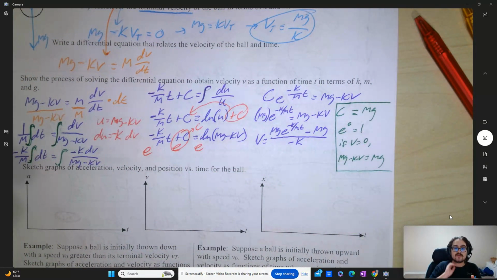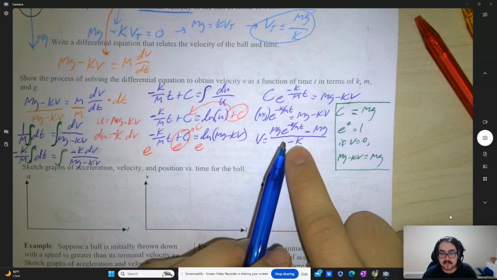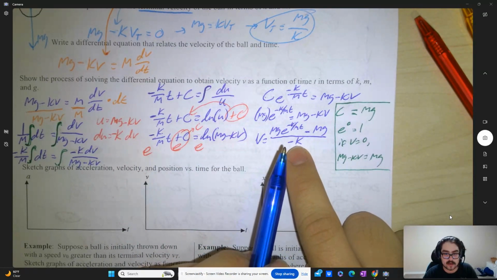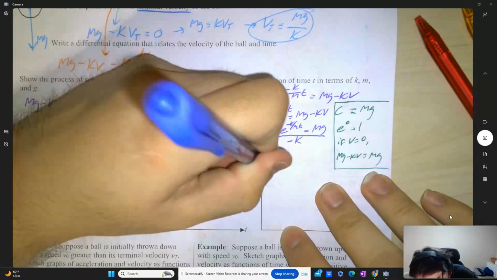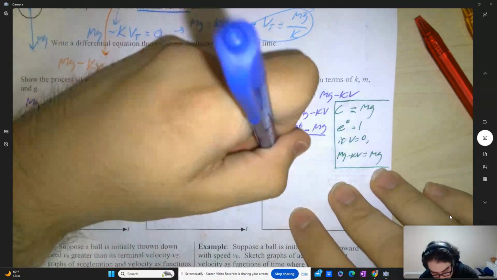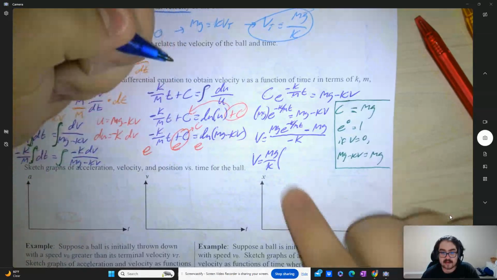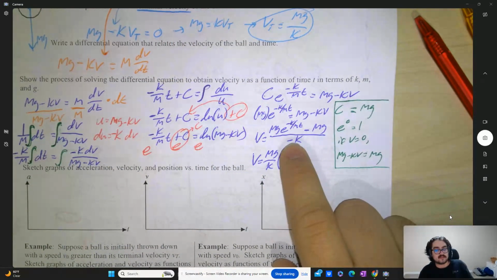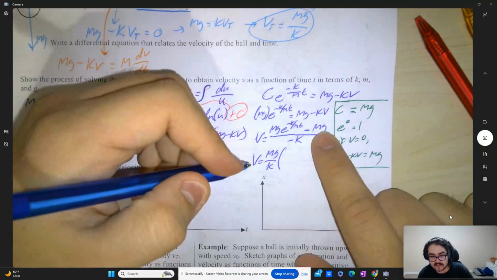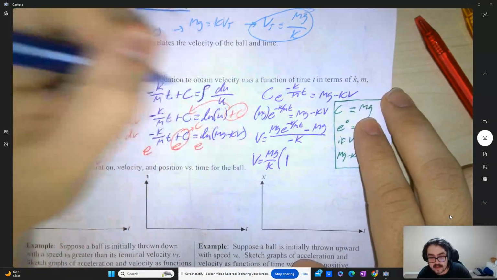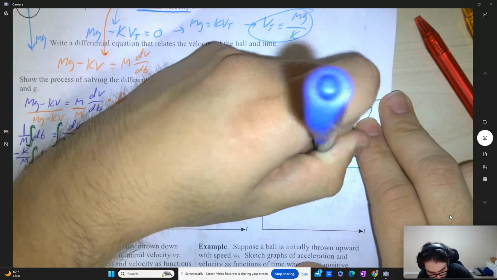Yes, I'm going to do that, because you can notice that I have an mg in common on both terms, and the negative k is in common on both terms as well. So I'm going to factor out a positive mg over k. I would end up getting mg over k times, because I factored out a positive even though the k is negative, I'm actually going to flip these terms. If I factor out the mg, this is just going to be 1, and then minus e to the negative k over m times t.